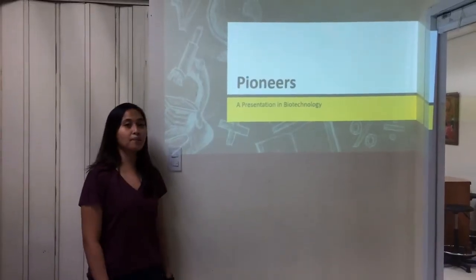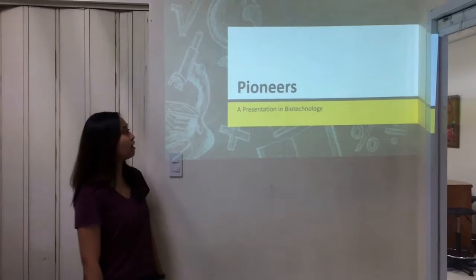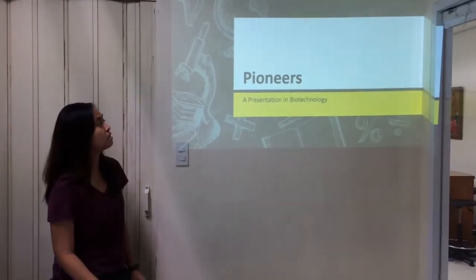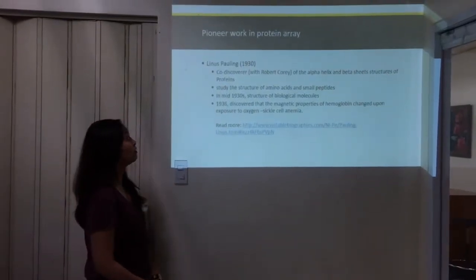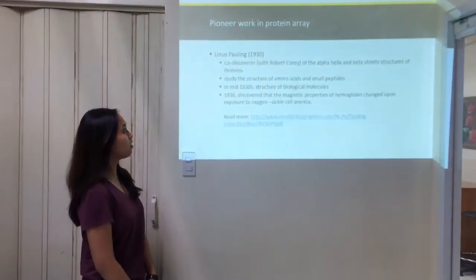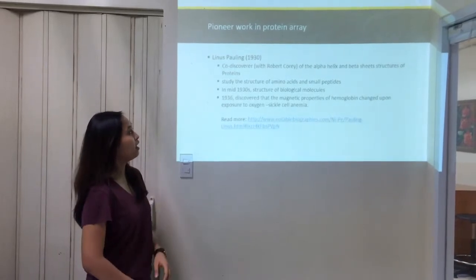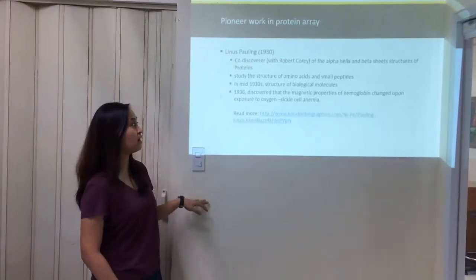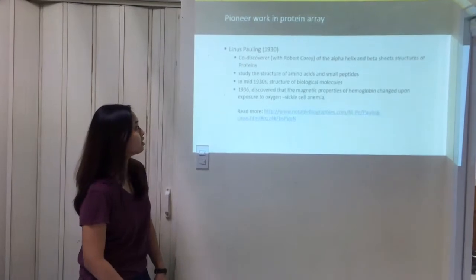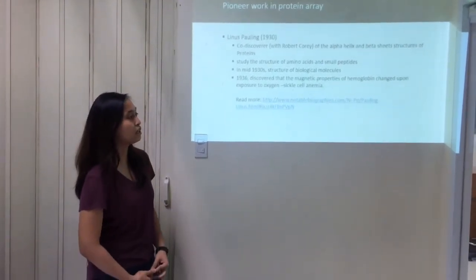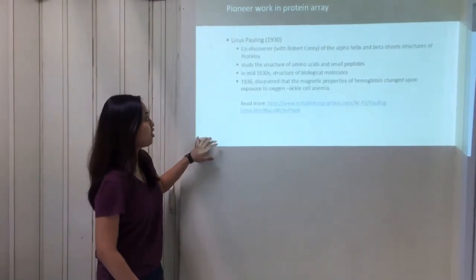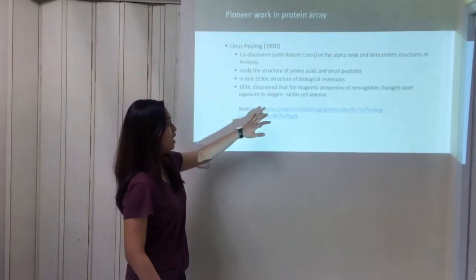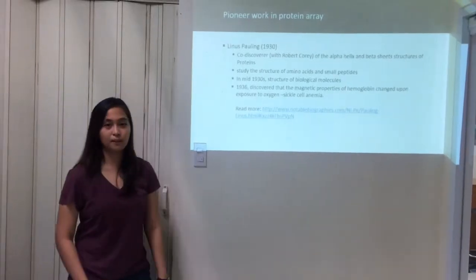The pioneers. To further appreciate protein and peptides, let's take a look at the pioneers who significantly made an impact and contribution to the development of proteins. First, let's emphasize the work of Linus Pauling. In 1930, he, with Robert Corey, discovered the alpha helix and beta sheet structure of proteins. He also studied the structure of amino acids and small peptides. And in the mid-1930s, the structure of biological molecules was developed. In 1936, he discovered that the magnetic properties of hemoglobin change upon exposure to oxygen, which leads to the discovery of sickle cell anemia.